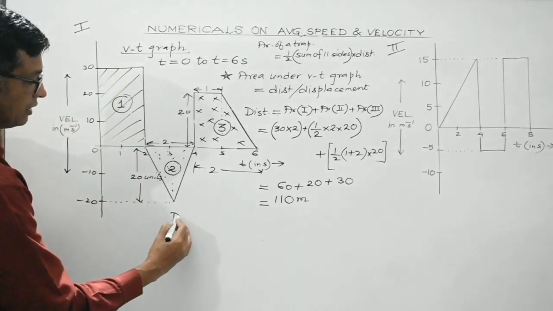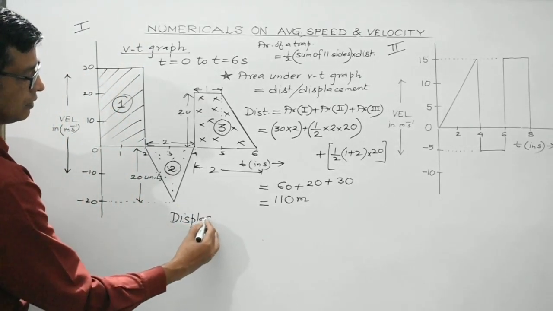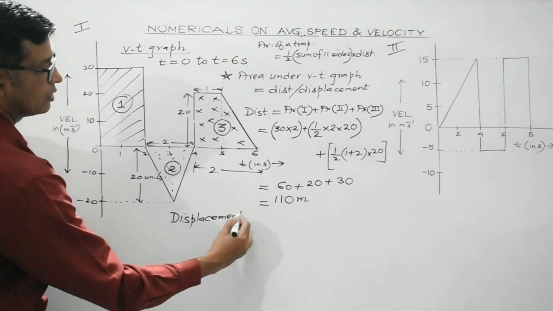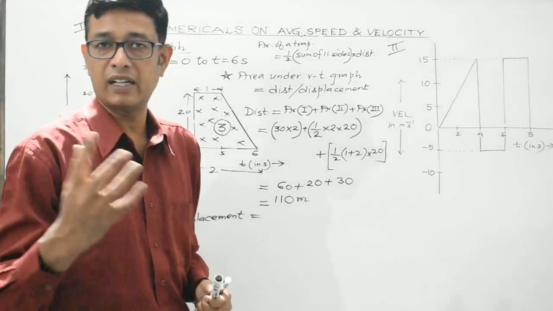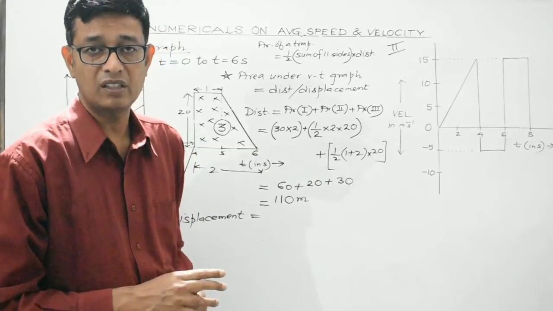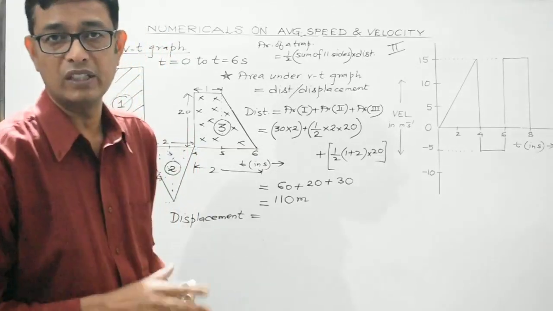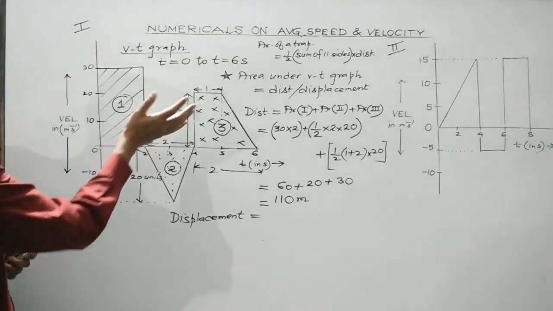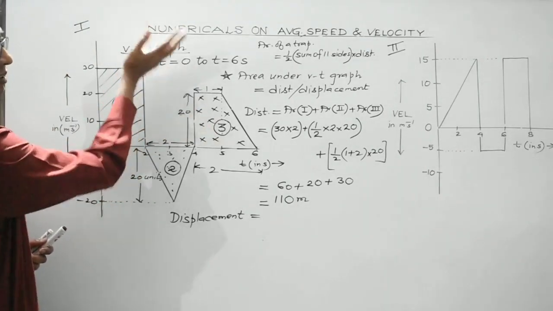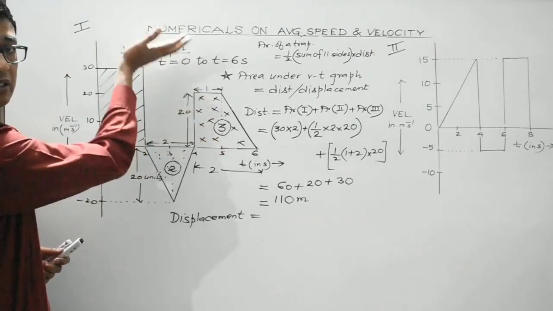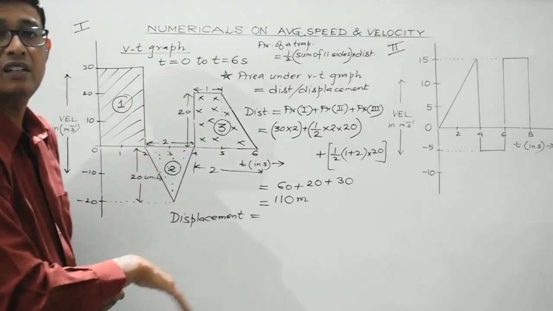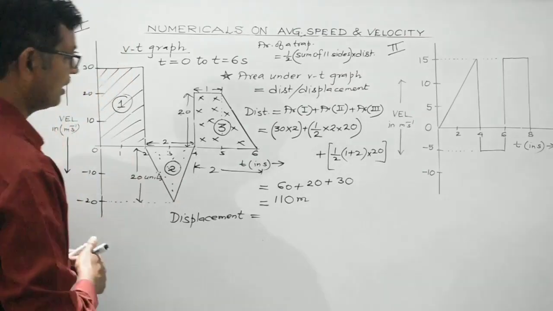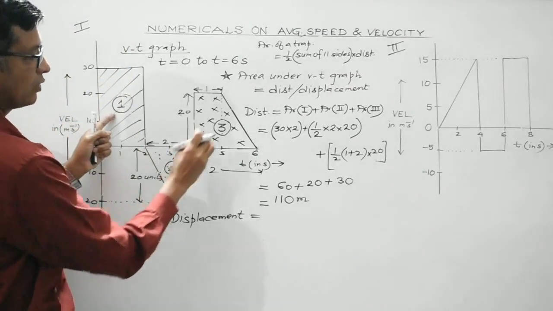Now while calculating displacement, as you are aware, it can be positive, it can be negative, it can be even zero, isn't it? Displacement is a vector quantity. So the areas that fall in the first quadrant are to be assigned positive sign, while the area that falls in the fourth quadrant is to be assigned negative sign. What I mean to say is that, again, area of first plus area of second plus area of third.